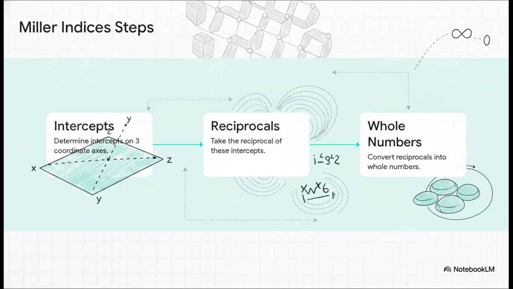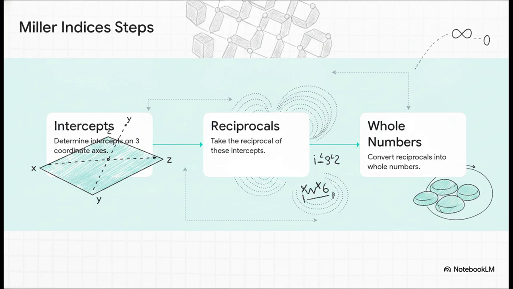Finding these numbers is actually a super elegant little mathematical procedure. Step 1, you just locate exactly where your plane intersects the x, y, and z axes. Let's say it hits at 3, 2, and 1. Next, you just take the reciprocals of those intercepts. Finally, you clear out any fractions by finding the lowest common multiple. This gives you neat whole number Miller indices, like 2, 3, 6.